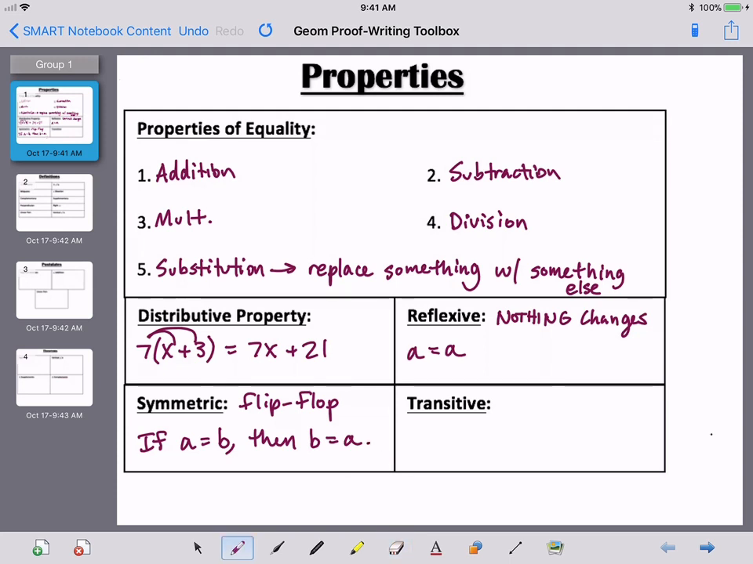And last but not least, the transitive. That was where we said cut out the middleman. And I'll show you what I mean by that in just a second here. So you can see if you have A equal to B and B equal to C, well, you can cut out that middle one because both of those share B. And you can just say that A equals C. So those are the properties, and those might show up in this section 2.6, and they might also show up in section 2.7 when we start getting into proof writing.